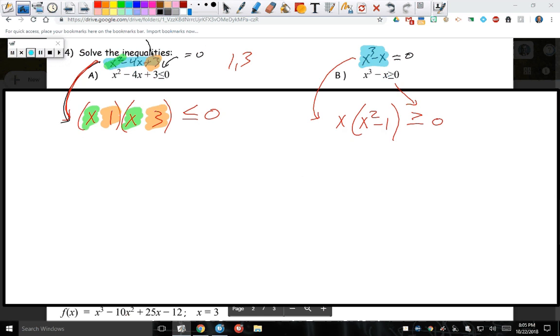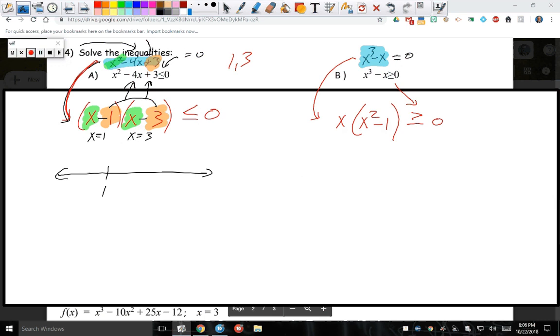Well, not only do they have to multiply to get a positive 3, but they also have to add to get this middle piece of a negative 4. So they're going to be negative on both. Negative 1 and negative 3 gives us that negative 4, and multiplied gives us that positive 3. Now that I have my two binomial factors, I need to write down the solutions. This first one is x equals 1, and this is x equals 3.